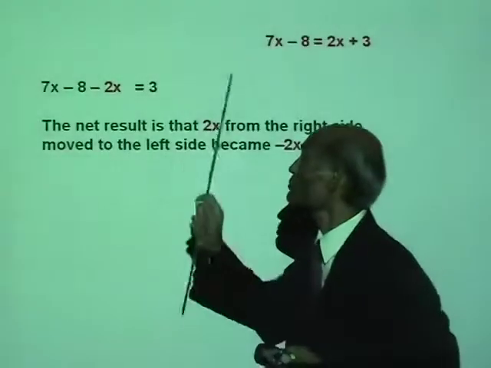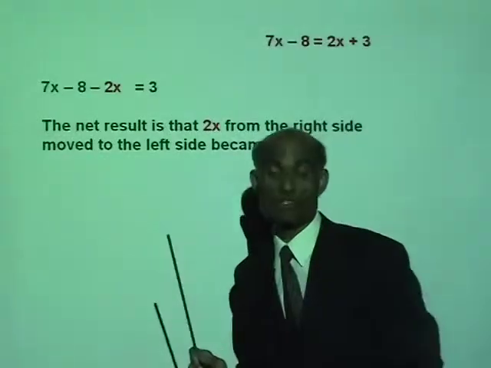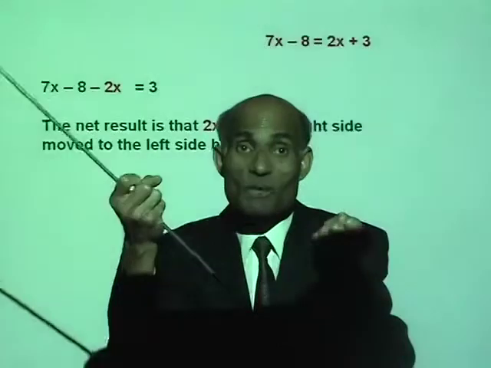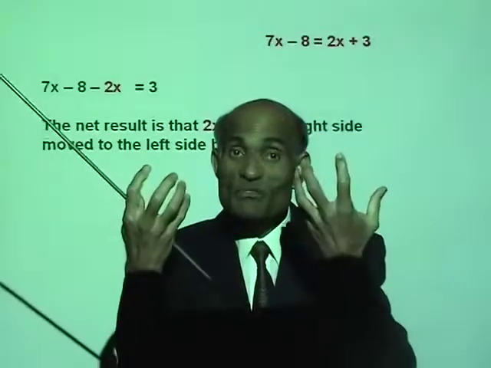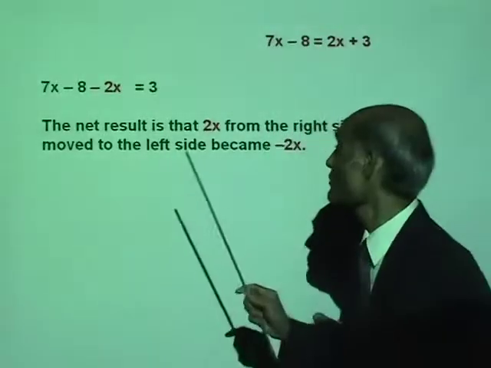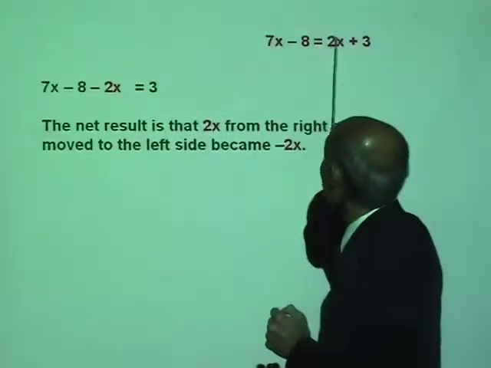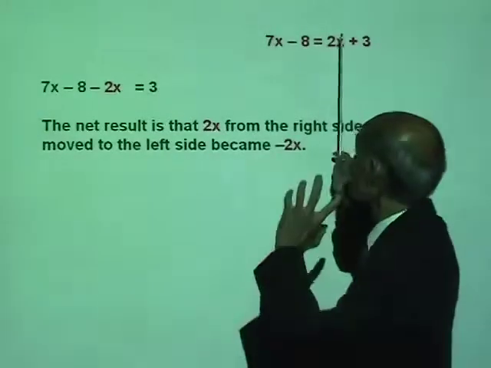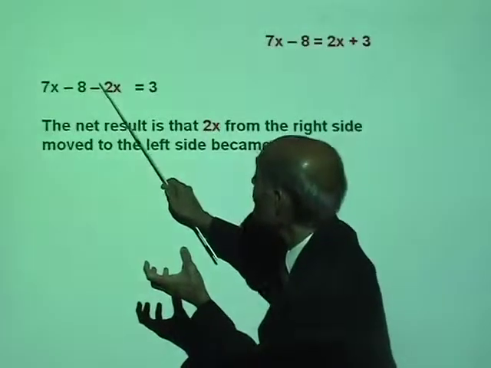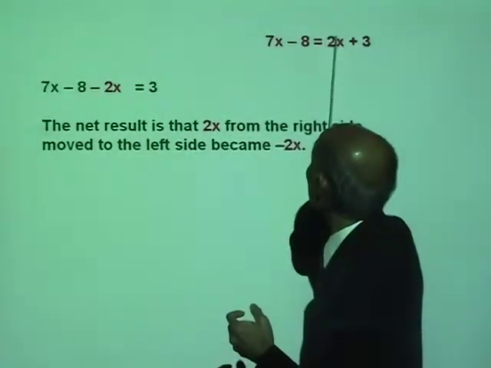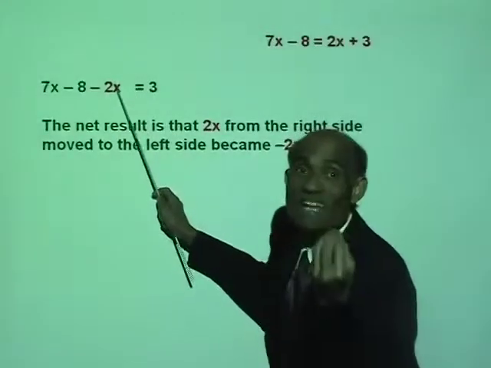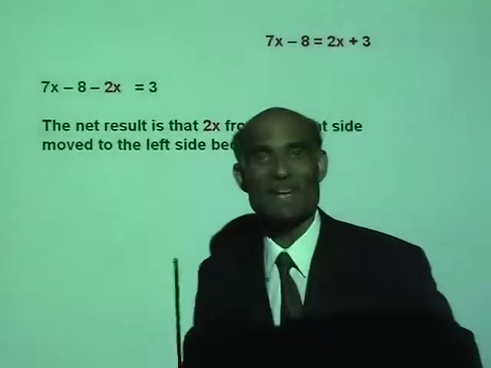Okay, the net result of this operation, what is the operation that we did? We subtracted 2x from both sides. Now what is the net result of that? The net result of this operation is that the 2x, the positive 2x, which was sitting on the right, has now moved to the left. Look at this. The positive 2x, which was sitting on the right, has now moved to the left with a negative sign. What does that mean?